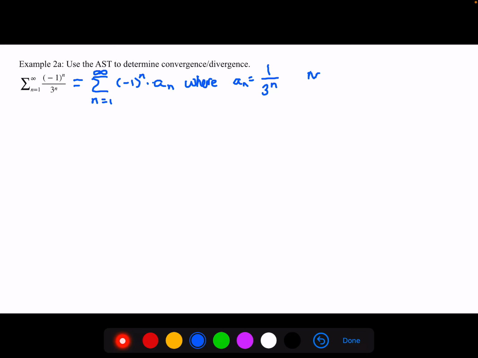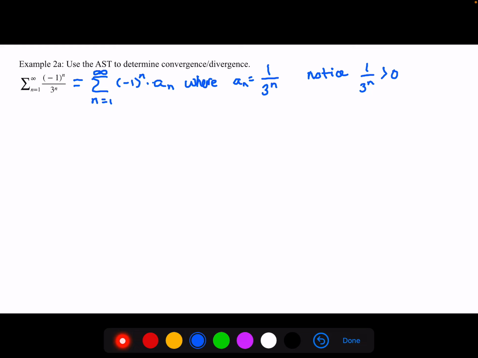Notice that for n greater than or equal to 1, 3 to the n is a positive value. Likewise, 1 over 3 to the n is also positive. So that means we do indeed have an alternating series.